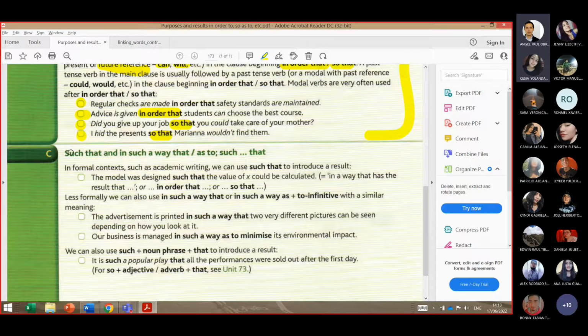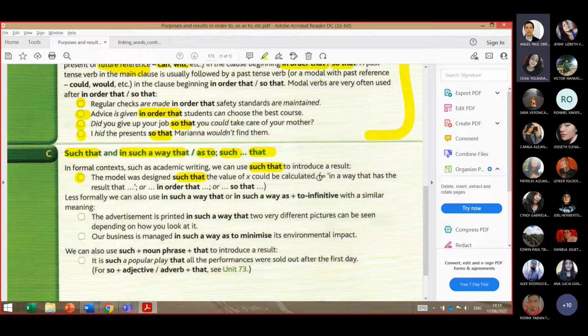Acá tenemos otros, miren. Such that, in such a way that, o as to, such that. Vamos a ver estos ejemplos. Igual aquí en contextos formales utilizamos esto, ¿sí? O sea, para academic writing podemos utilizar el such that para introducir un resultado de algo, ¿sí? Por ejemplo, the model was designed such that the value of x could be calculated.